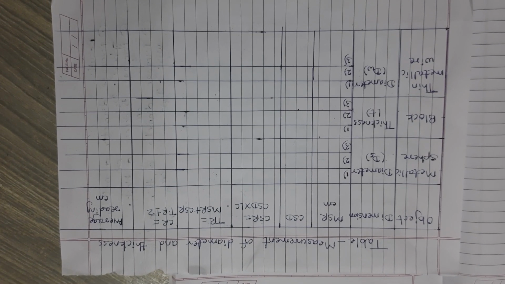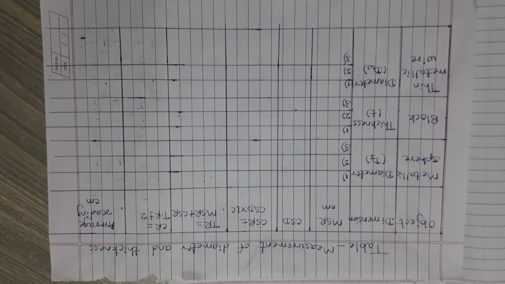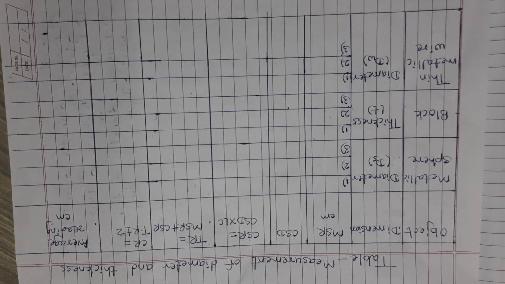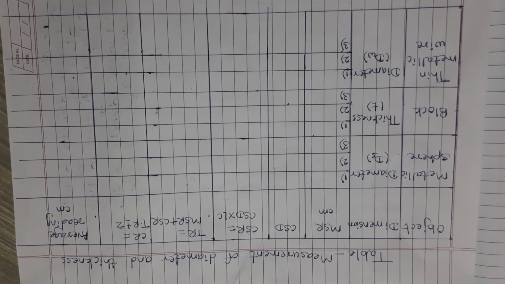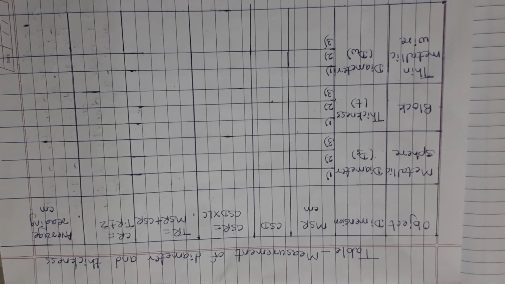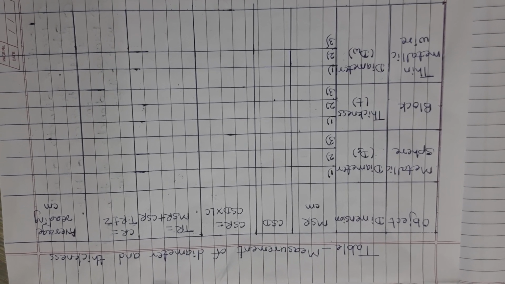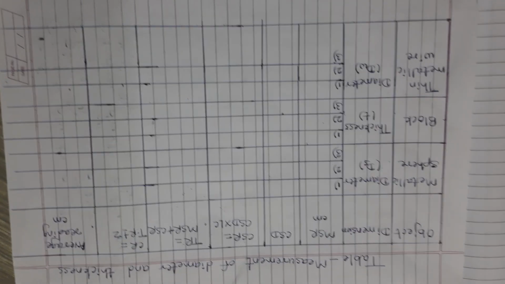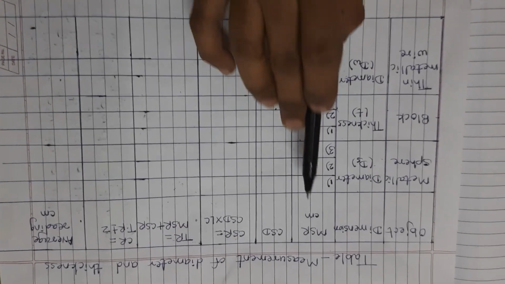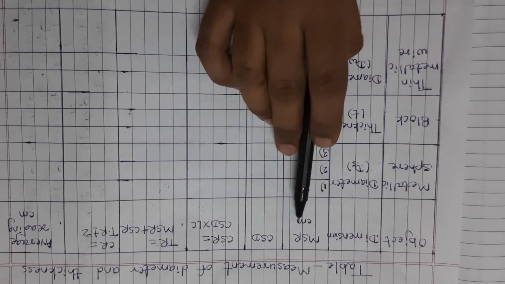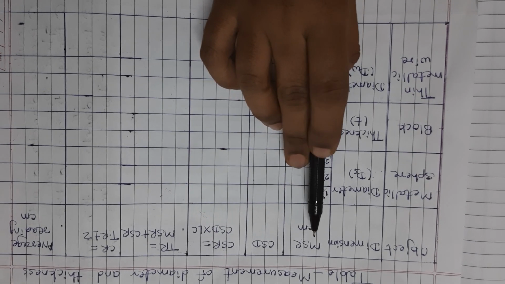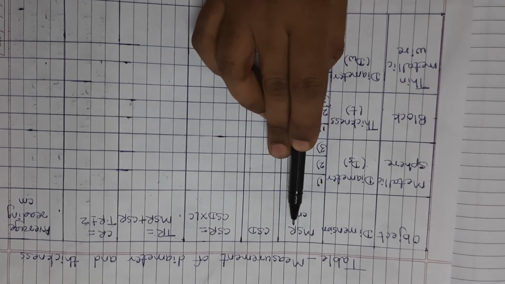Here the first object is given as a metallic sphere. We want to measure the outer diameter of this metallic sphere. In this observation table, the first column is MSR, in centimeter, called the main scale reading.